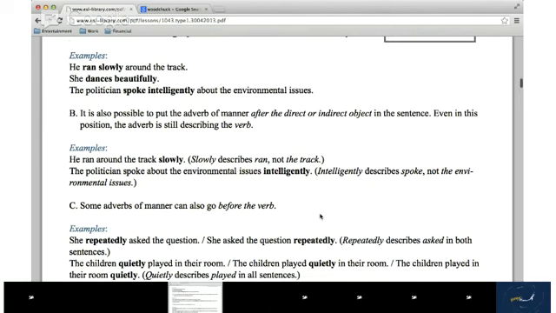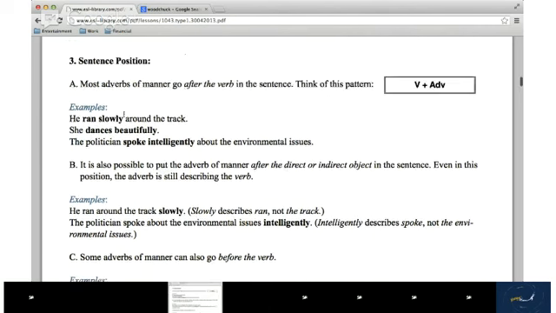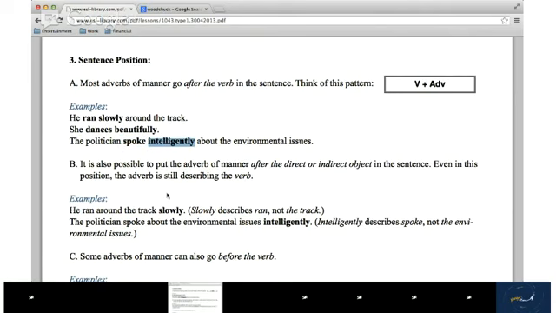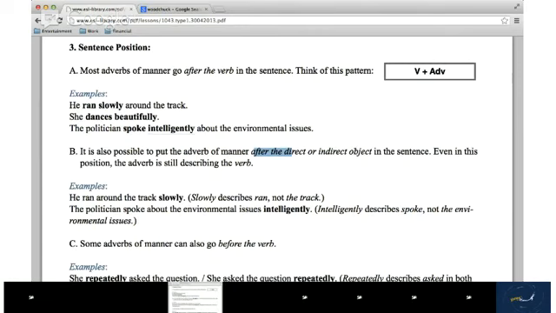So first off, we can place the adverb directly after the verb. Our verb here is ran. How did he run? He ran slowly. Dances beautifully. Spoke intelligently. It also can go right after the direct or indirect object. Track, that is our object. Slowly, but it's modifying ran. Environmental issues, and intelligently.